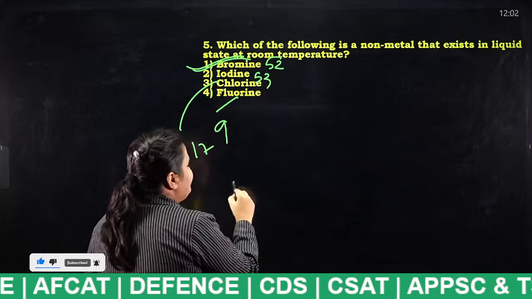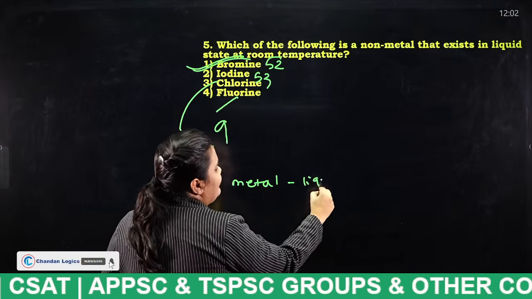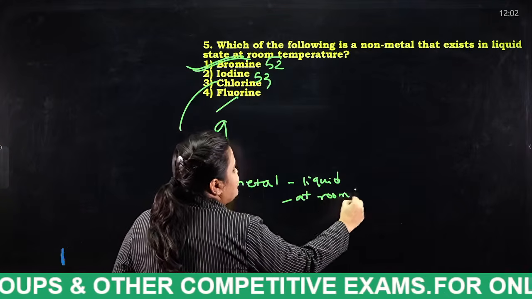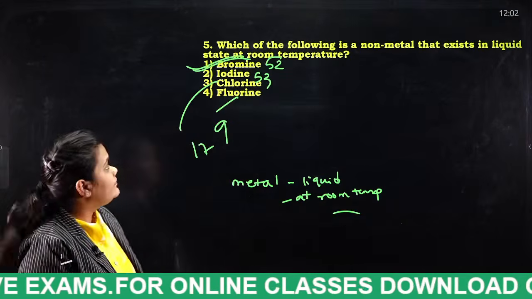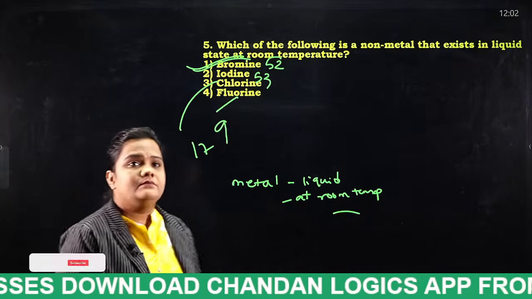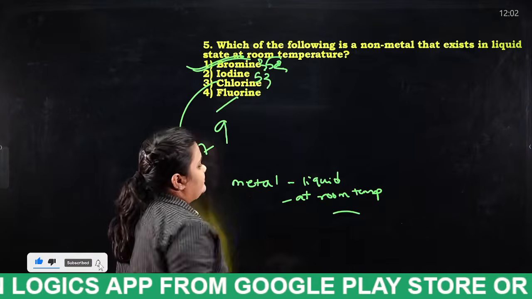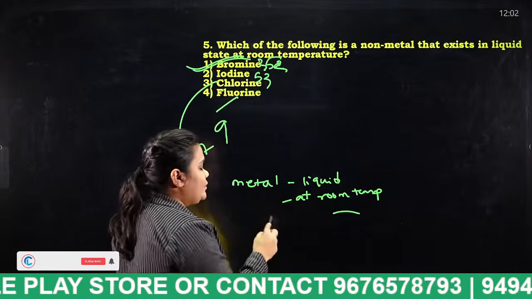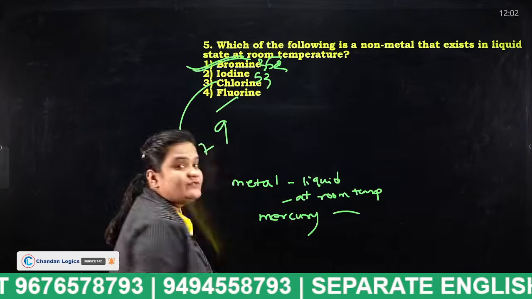My question is, which is the only metal which appears as liquid at room temperature? And it is also considered as amalgam. Bromine 35. Very good. Next, which is the only metal which appears as liquid at room temperature? Mercury. So this mercury is also known as what? Amalgam.